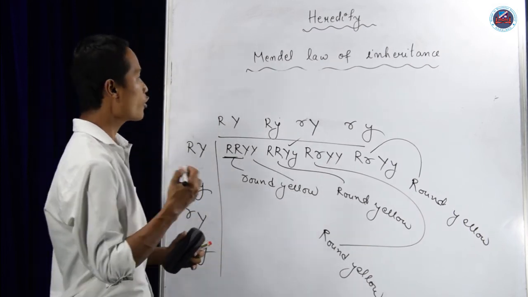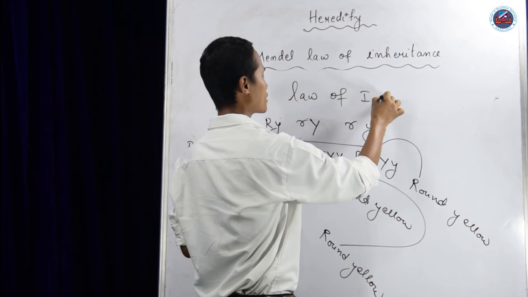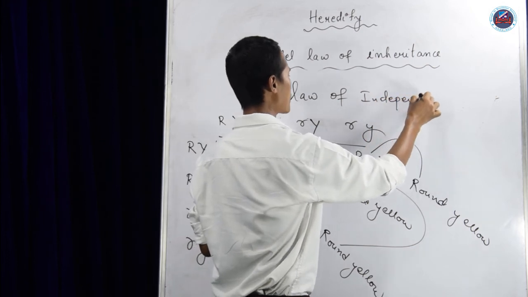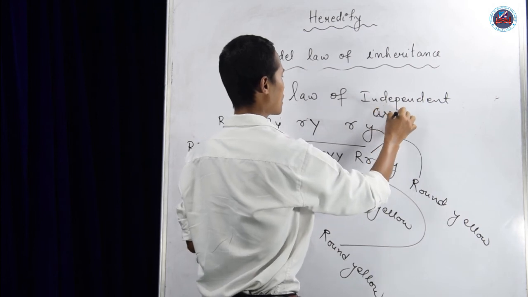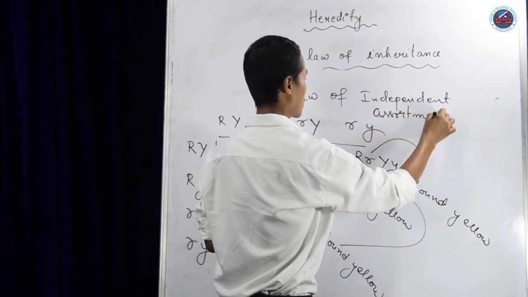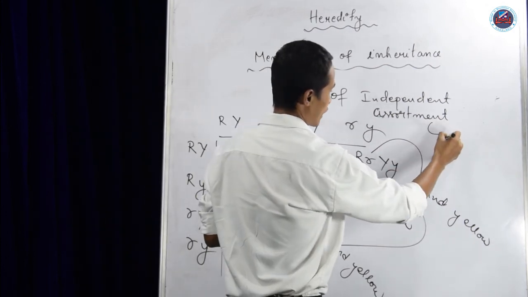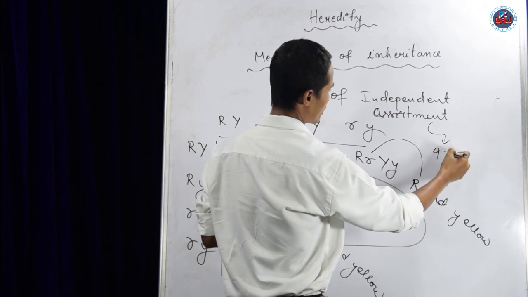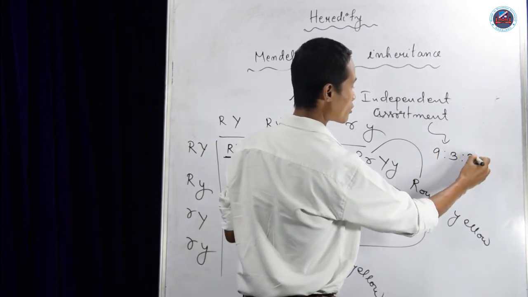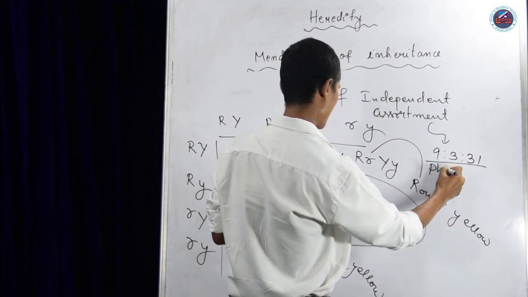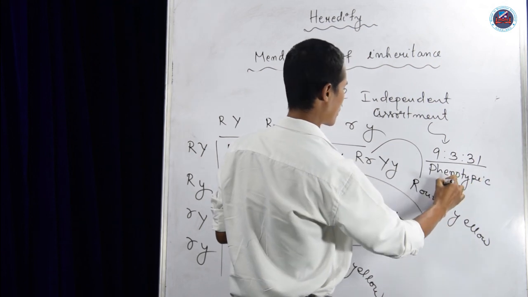So the law of independent assortment, for a dihybrid cross, after crossing, after self-crossing, okay? In the F2 generation, the phenotypic ratio will be 9:3:3:1. So this is the phenotypic ratio.